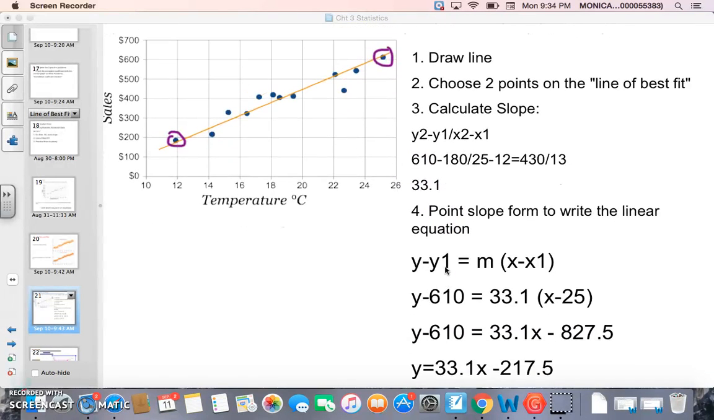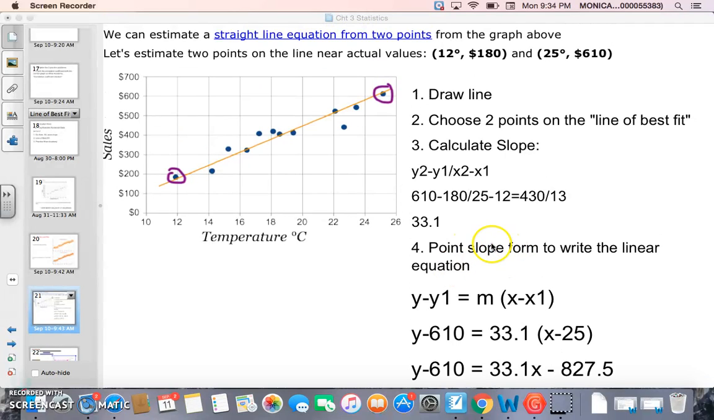So then what you're going to do is take this and put it into point slope form. And again, I know it's been a while, but point slope form is y minus y1 equals m, which we just calculated at 33.1, x minus x1. Now for this you can choose either point and you'll come up with the same answer. I've chosen the point 25, 610.